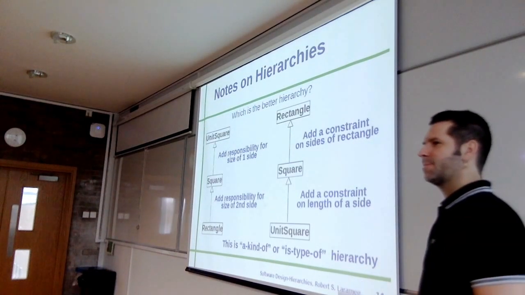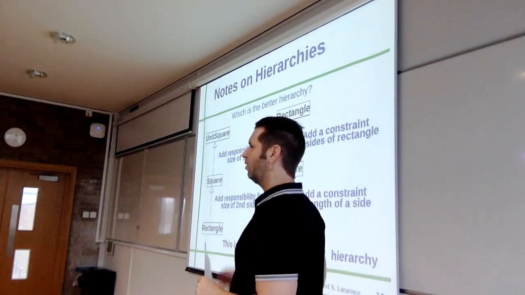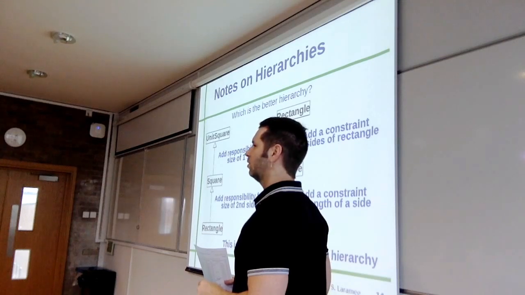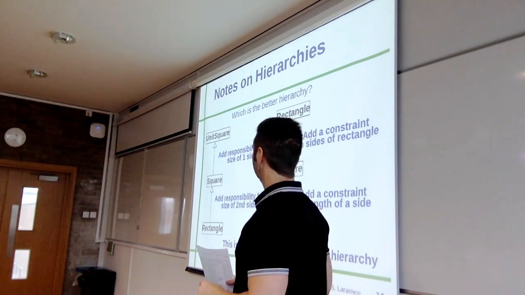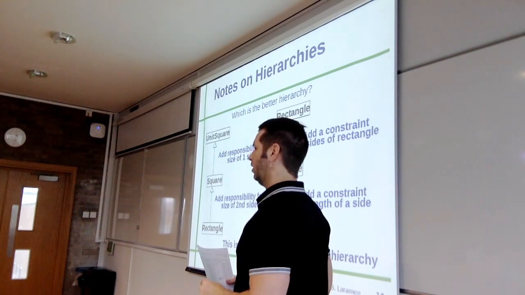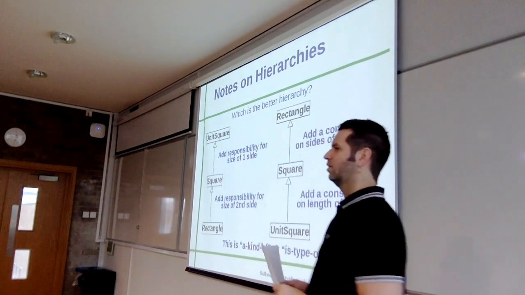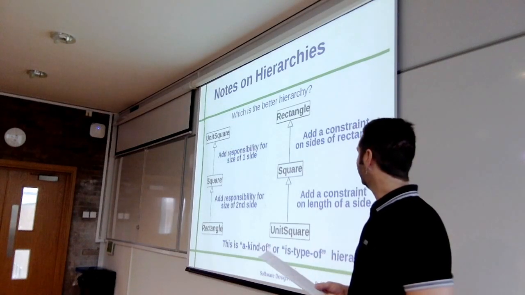The left one. Unit square, square, rectangle. Why would you choose that one? Because you're adding more options and flexibility rather than adding constraints and restrictions. Okay, what's your name? Stefan. Does anybody agree with Stefan? Anybody want to say the right one?